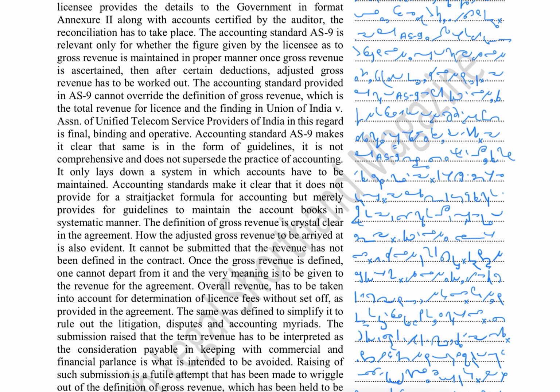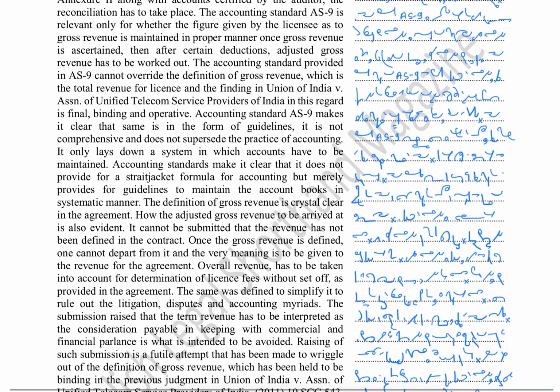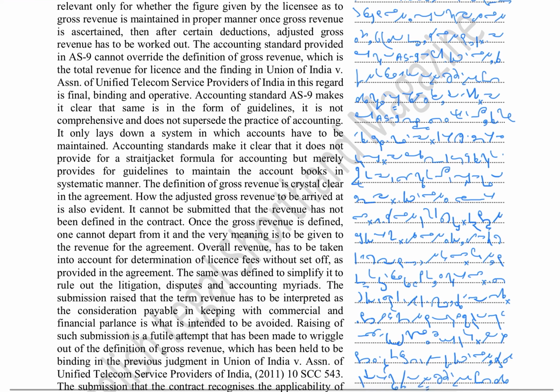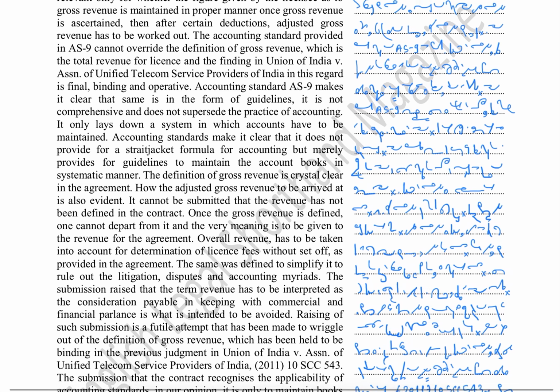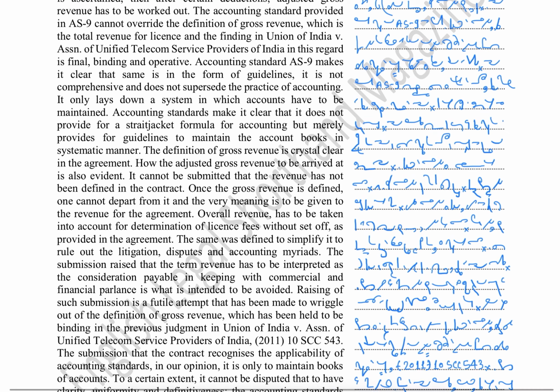Accounting Standard AS-9 makes it clear that same is in the form of guidelines. It is not comprehensive and does not supersede the practice of accounting. It only lays down a system in which accounts have to be maintained. Accounting standards make it clear that it does not provide for a straitjacket formula for accounting but merely provides for guidelines to maintain the account books in systematic manner.